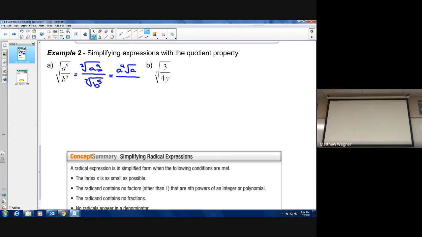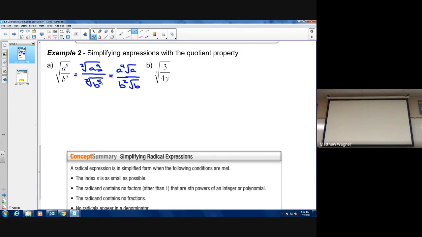Same on the bottom. My index is 2. So I'm going to take out a, what are we doing? It should be a b. I'm going to take out a b squared, and I'm going to have 1 b left over. At this stage, we need to rationalize. We can't leave a radical in our denominator.